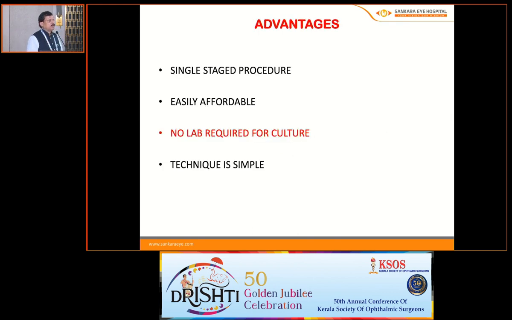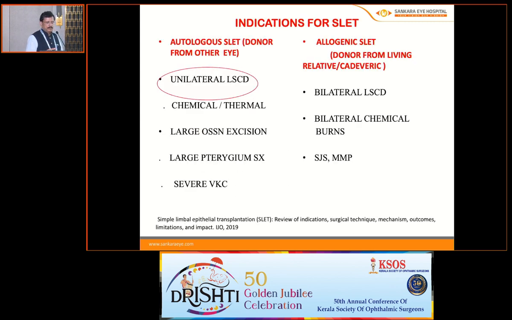The advantages of SLET over other procedures are that it is a single stage procedure and doesn't need multiple procedures, it is easily affordable, and more importantly, it doesn't require any sophisticated lab, so anybody can do it. The most common indication is unilateral limbal stem cell deficiency because of chemical and thermal injury, which is more common in India. Nowadays we are also doing it after large excision of OSSN, large pterygium surgery, recurrent pterygium surgery, and in severe VKC, which is also a cause of limbal cell deficiency. If the same conditions are present bilaterally, we have to go for allogenic SLET.